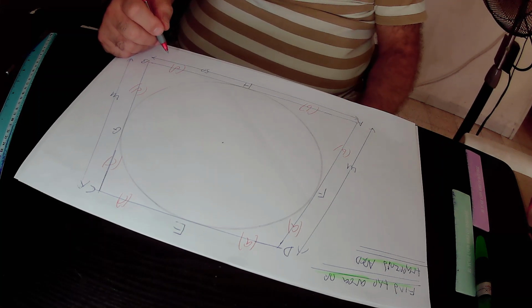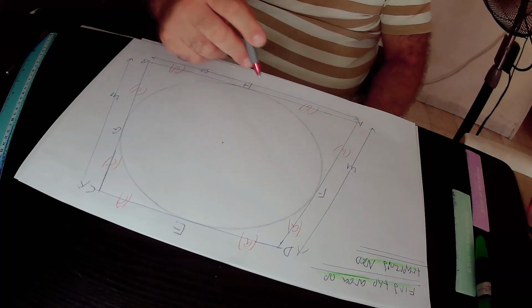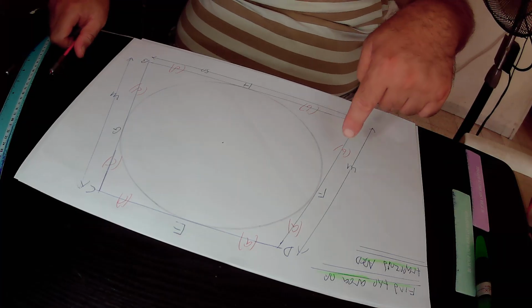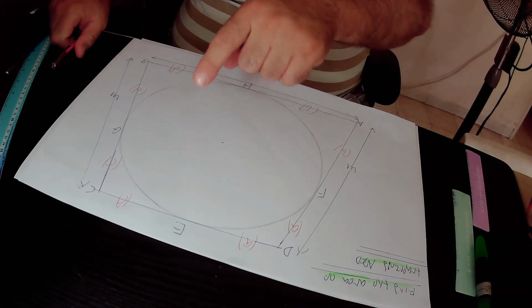What is the value of side AD plus side CB?